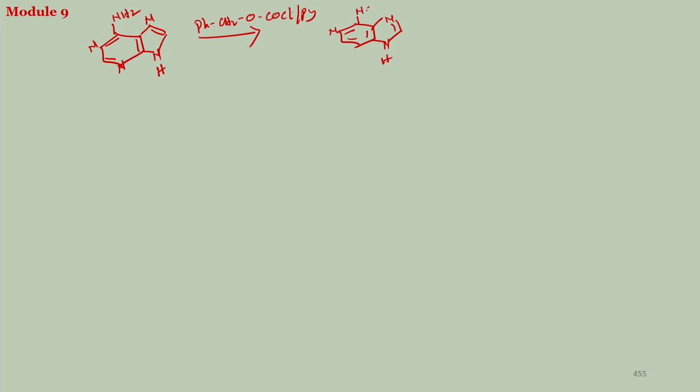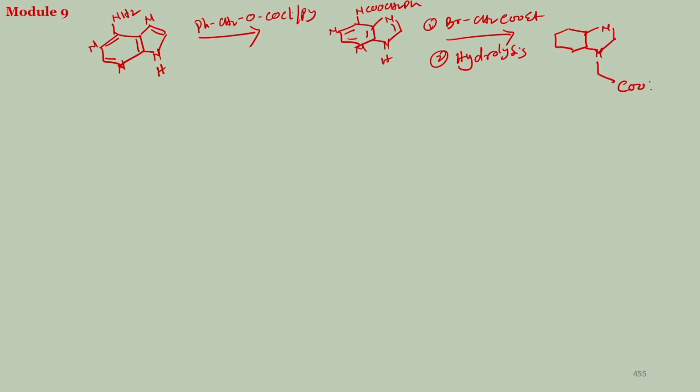N, COO CH2 pH. Here is N, and then similarly Br CH2 COOEt, number 1, number 2 hydrolysis, that will give you the monomer for the nucleobase N9 you want.